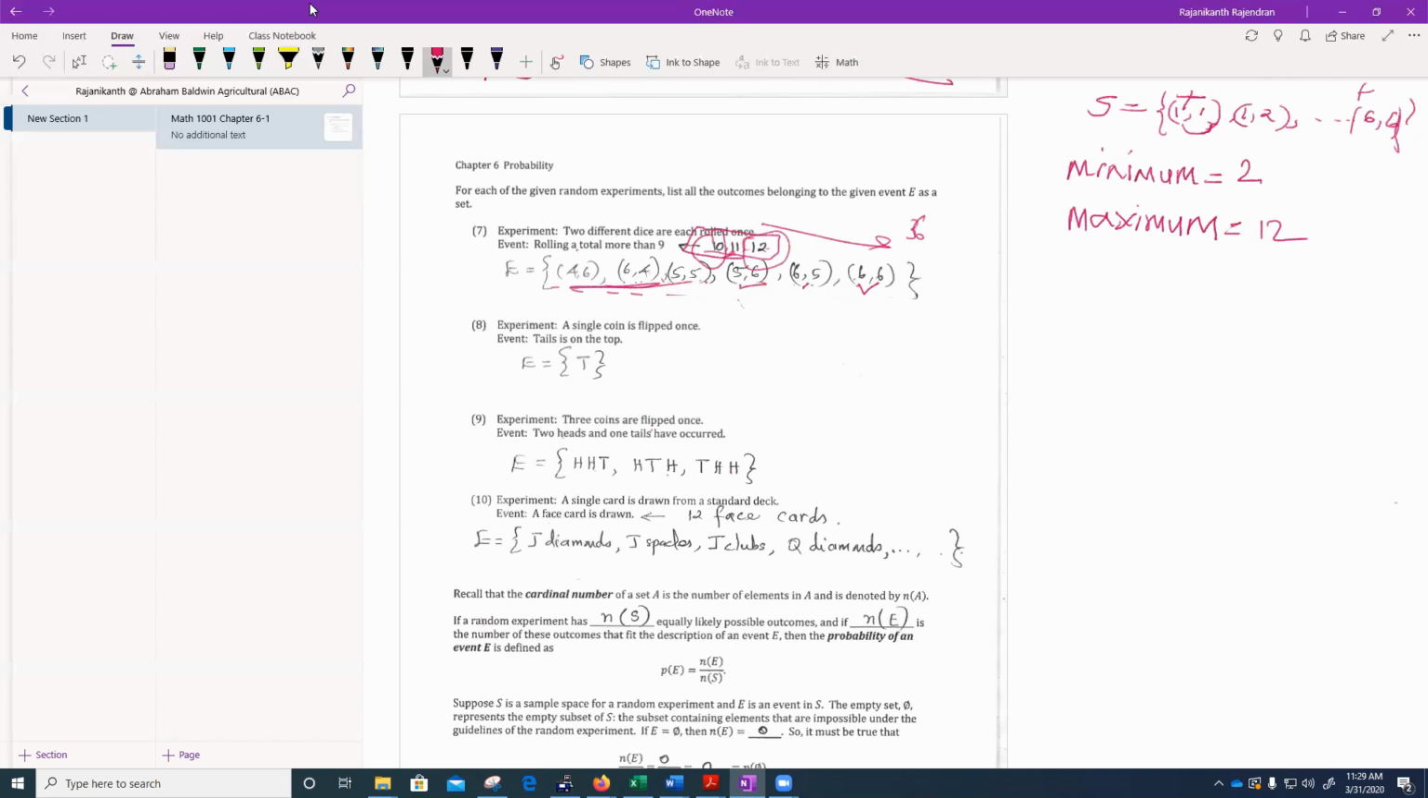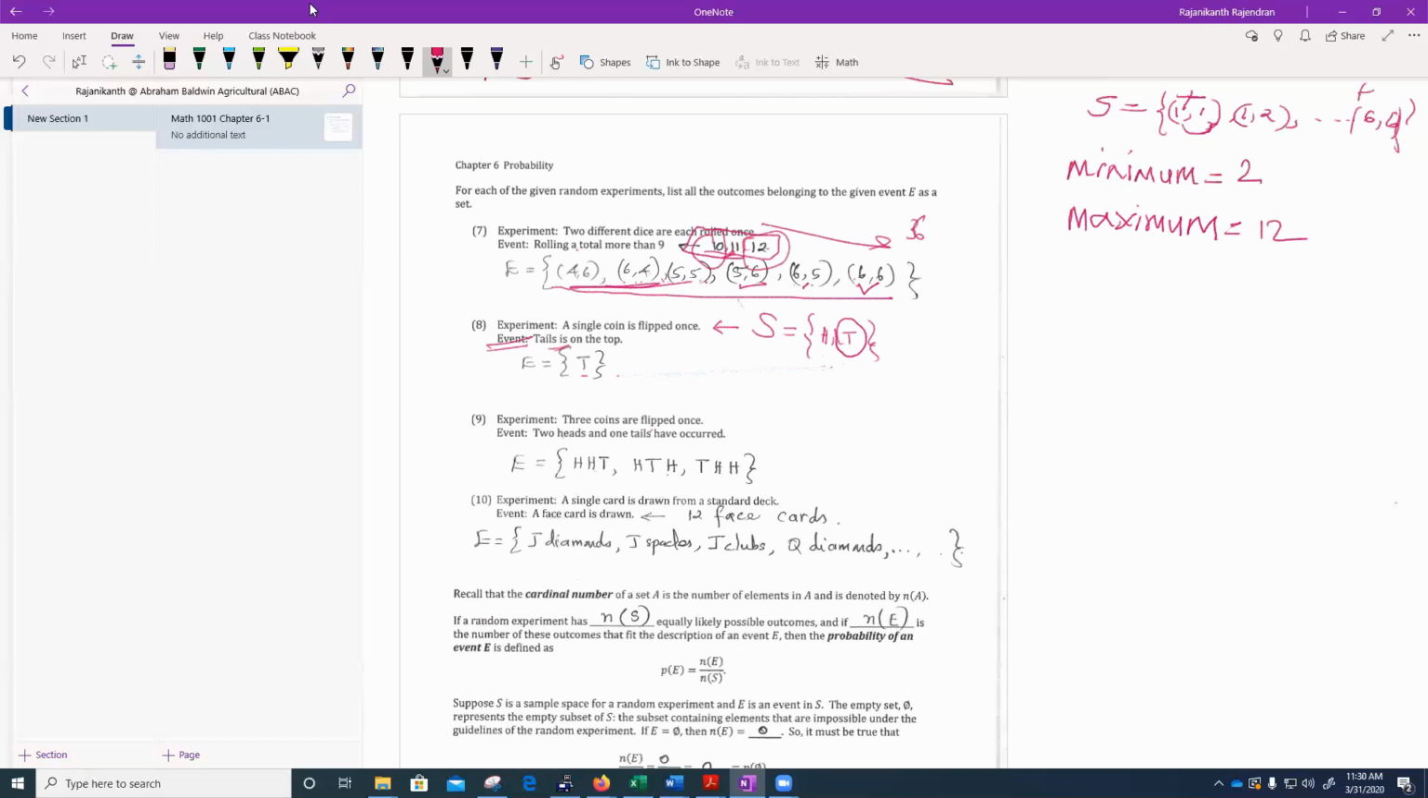Right. Now next experiment. A single coin is flipped once. Then what is my sample space here? You are tossing only one coin, so your sample space is heads and tails. Now what is my event E? Getting tails. So you have only one possibility, that is here. Okay. So your answer basically is coming always from your sample space.